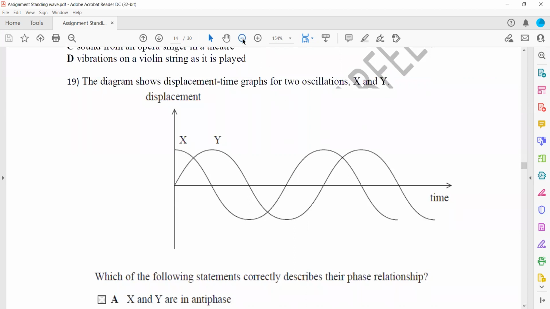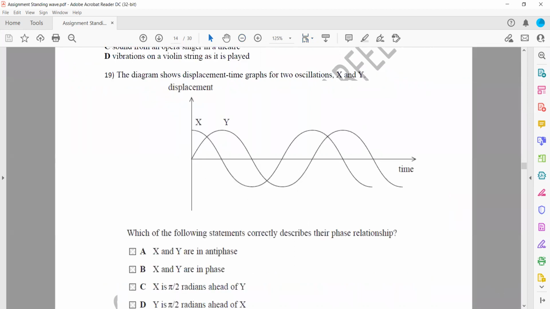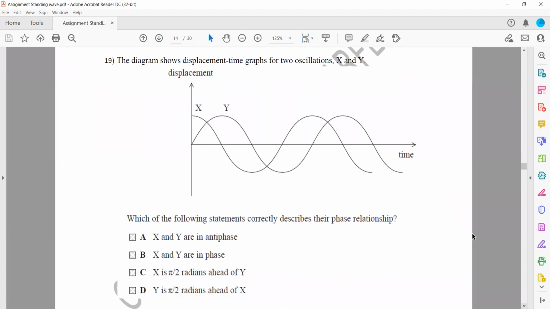The graph is there for displacement and time. So X has already started here for question 19. X has already started, because at time 0 X already has some vibration, which means X has already started. So X is ahead, X started first. So we say X is ahead. So either C will be the answer or D. But D cannot be, because in D they say Y is ahead.